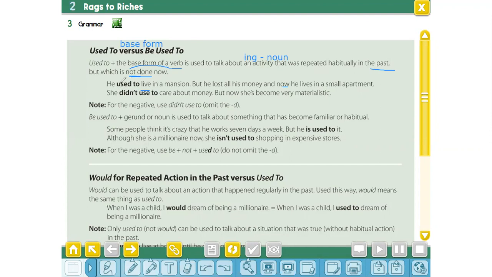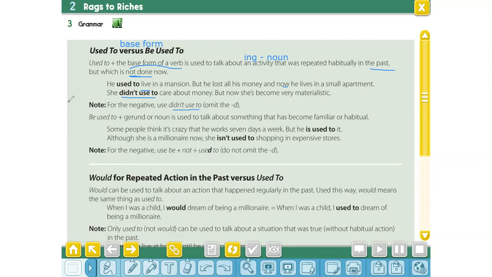How to change used to into negative? Excellent. We will use didn't use to. She didn't use to care about money, but now she has become very materialistic. Pay attention for changing into negative. We use didn't use to. We should omit D. Okay?